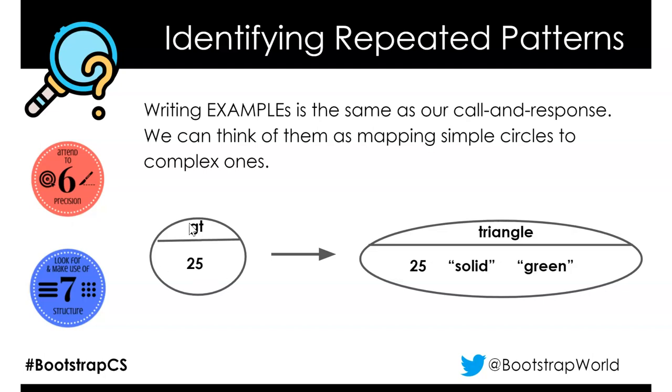GT is the function. 25 was the thing that changed. And that corresponds to the triangle function with these arguments.